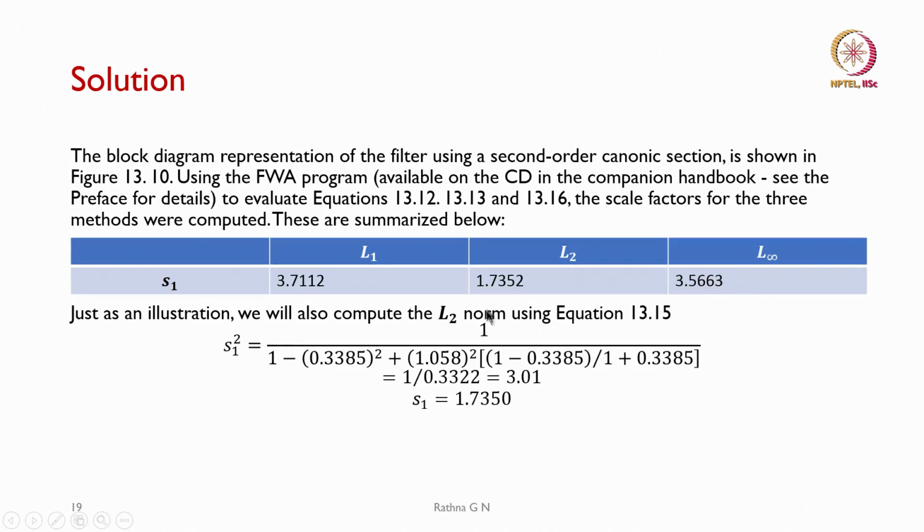So, one of the things we can compute, we know that we have the equation to calculate our L2 norm, which is given as S1 squared equal to 1 by A1 and then A2, which you will be substituting and calculating. When you calculate it, S1 comes out as 1.7350, which is closer to whatever the software has calculated. So, this is how you can do that.